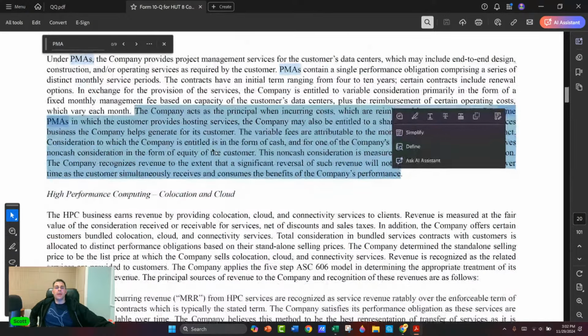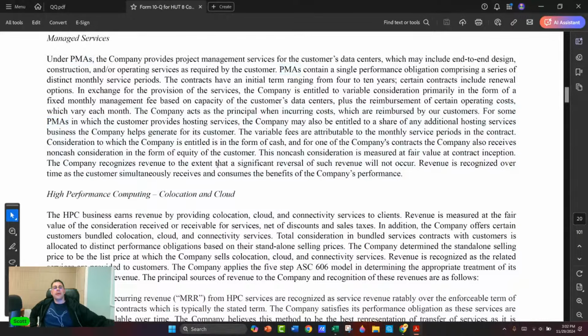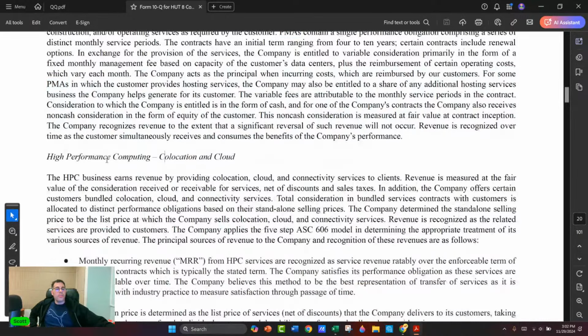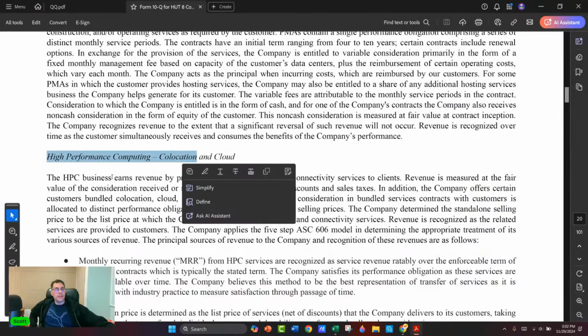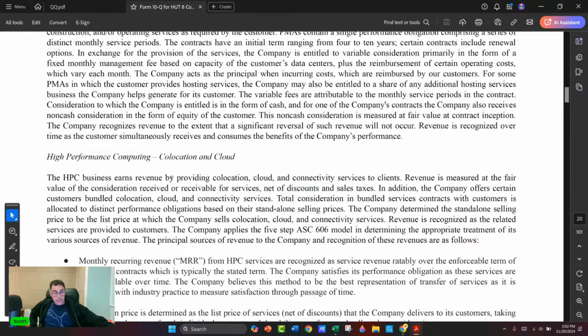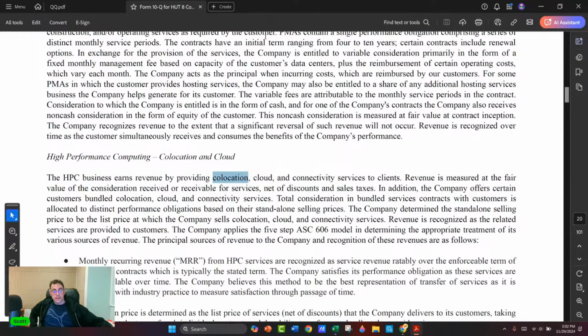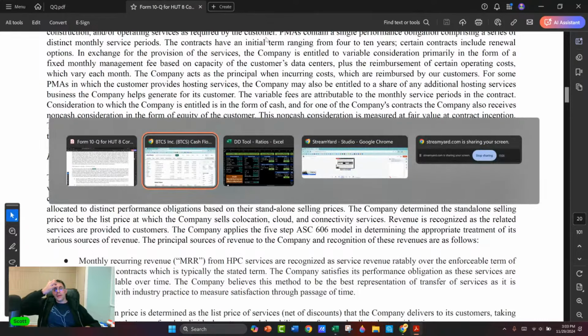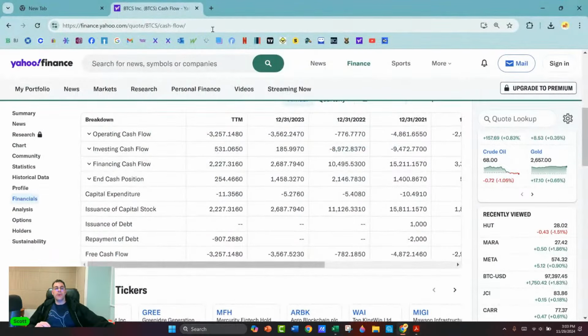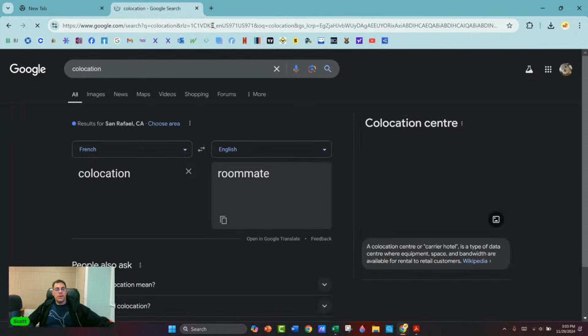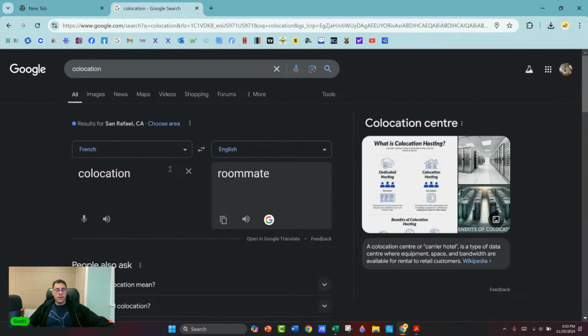It just seems like all they do is mining. They don't really offer any services. High performance computing. The HPC business earns revenue by providing co-location, cloud, and connectivity services to clients. So that's just part of the mining. It has to use these supercomputers in order to mine for their customers.